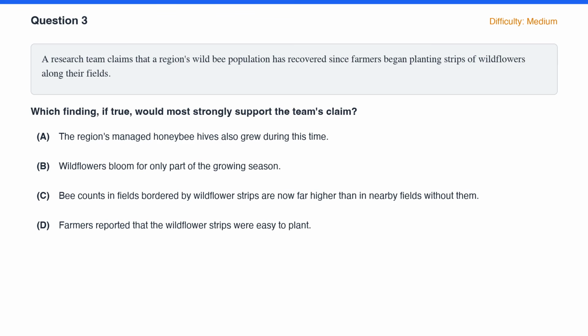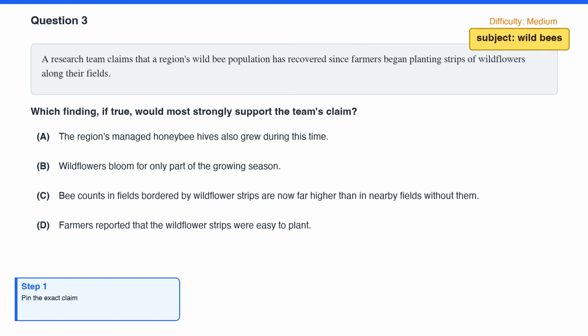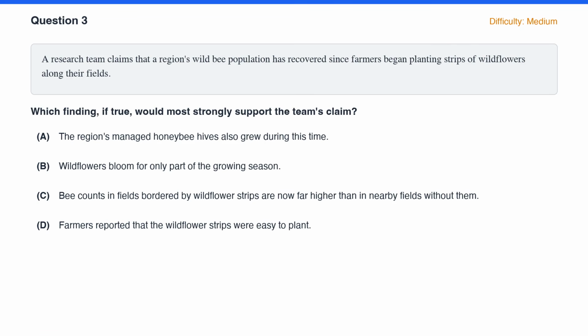One more medium. A research team claims a region's wild bee population recovered because farmers planted strips of wildflowers along their fields. Step 1, pin the exact claim. Two words matter: wild bees, and the recovery is tied to the wildflower strips. Note the subject precisely: wild, not managed. Step 2, predict the proof. A finding showing more wild bees specifically where the strips were added would tie the recovery to the strips.